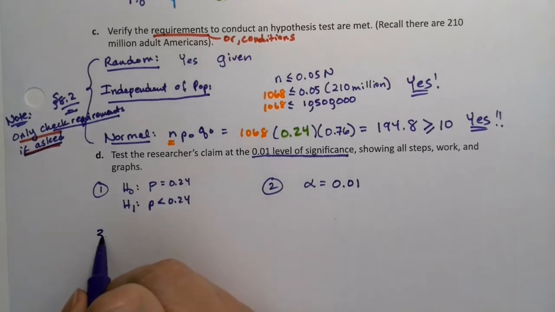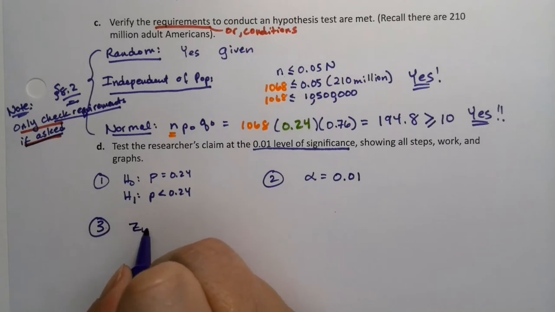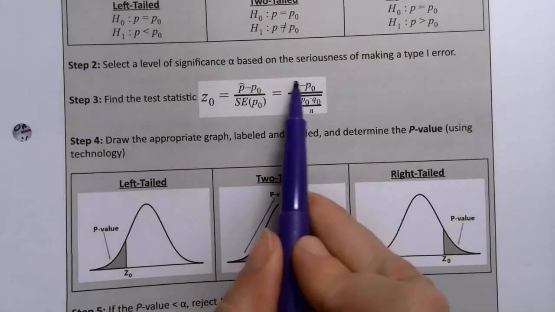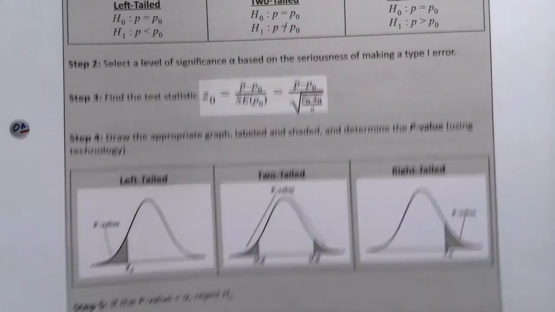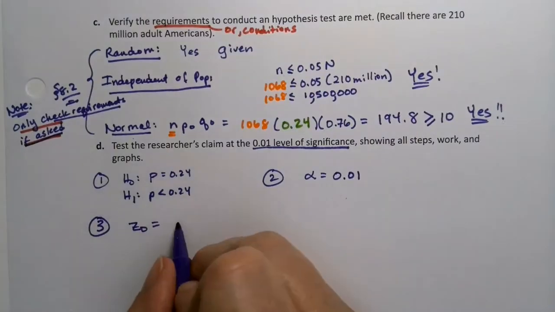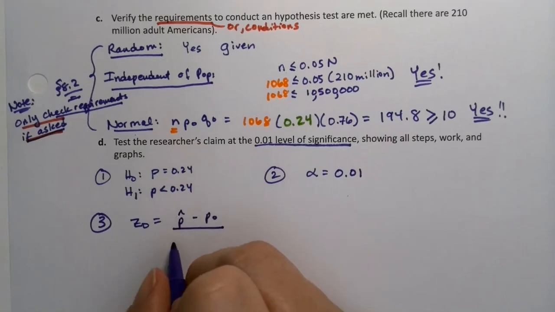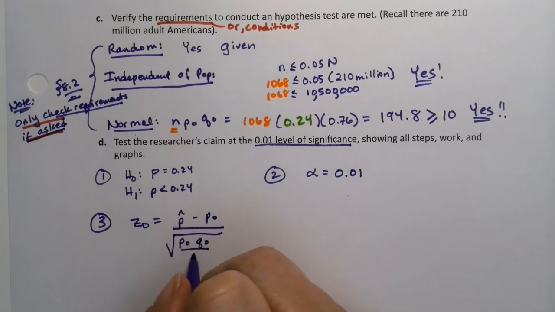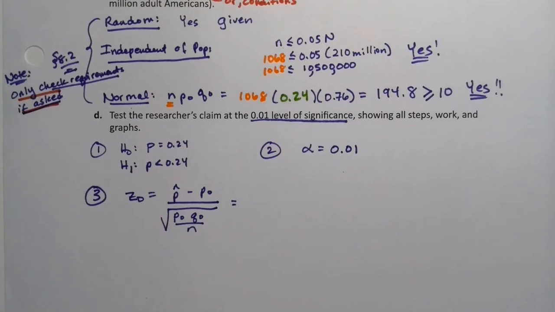Step 3. Well, let's see. I want my Z0, which is this formula right here. So I'm going to write that formula. And honestly, this is what's happening, but I'm going to write the one on the right because that's the one that's more useful for me. So it's p hat minus p0 over square root p0 q0 over n. And I'm going to show the substitution, and then I'm going to make computers do all the work for me.